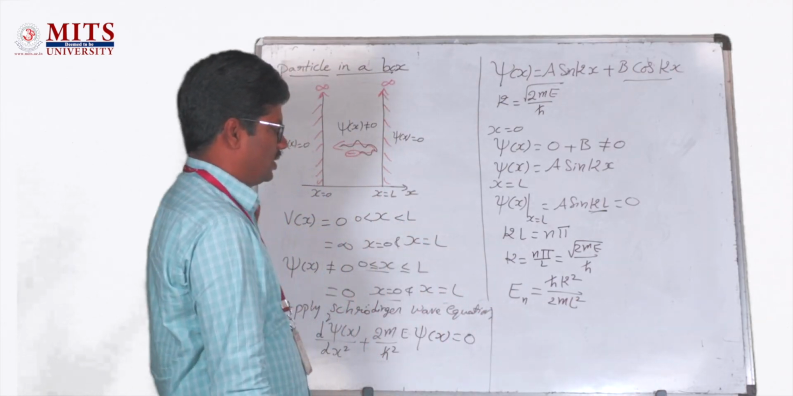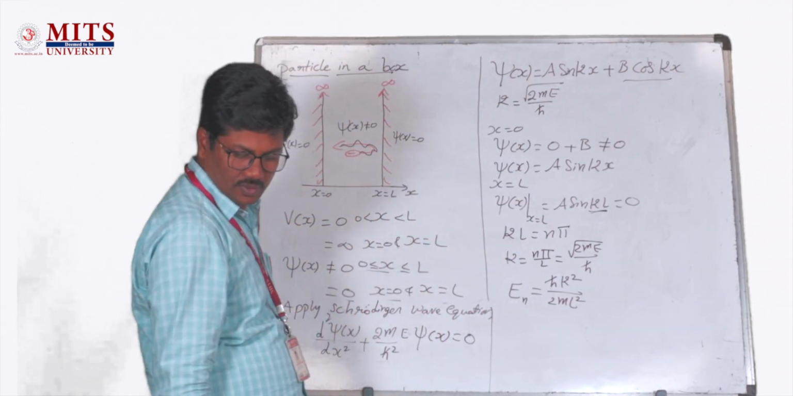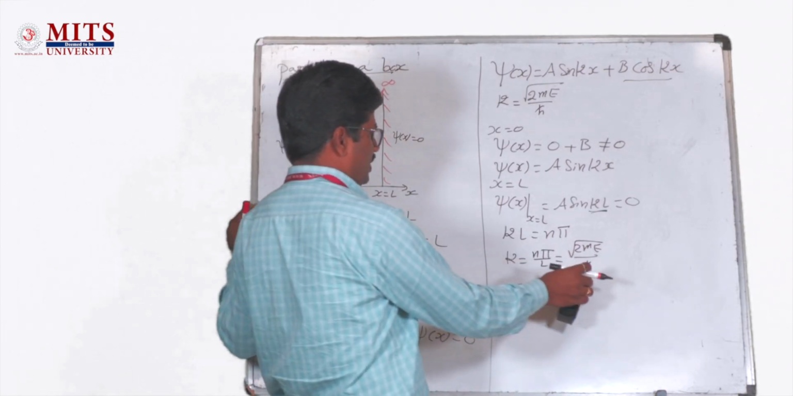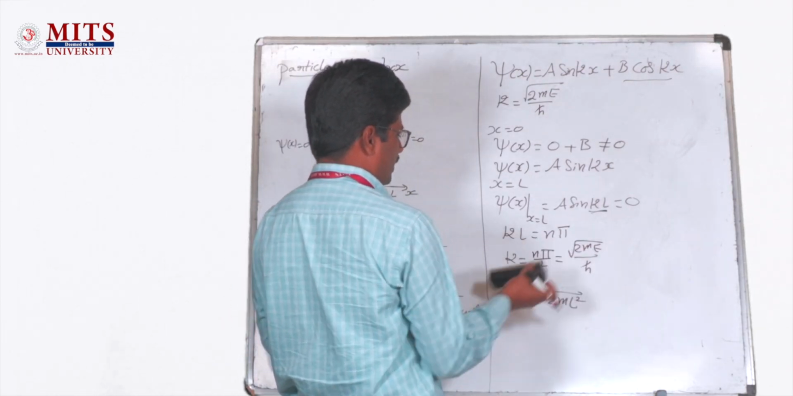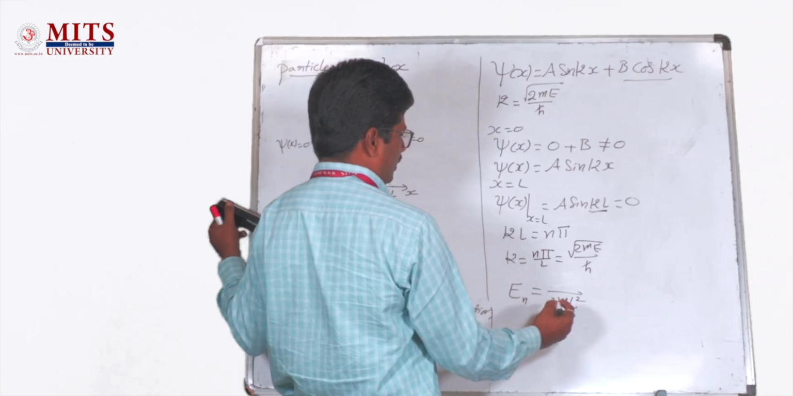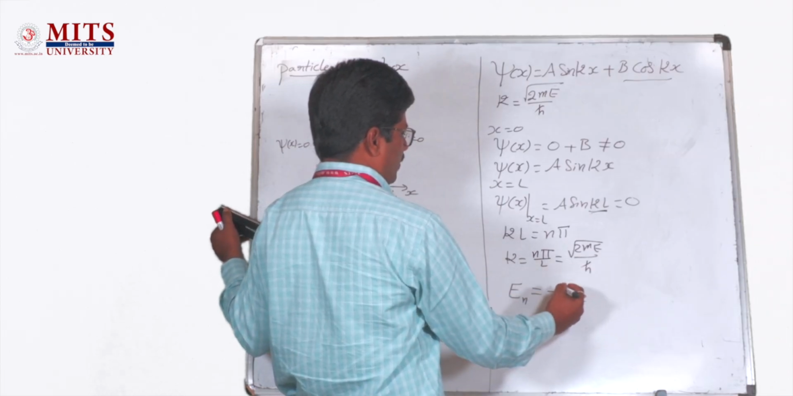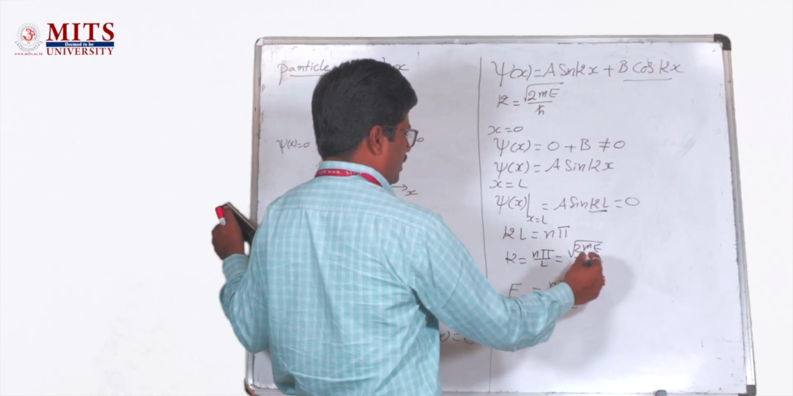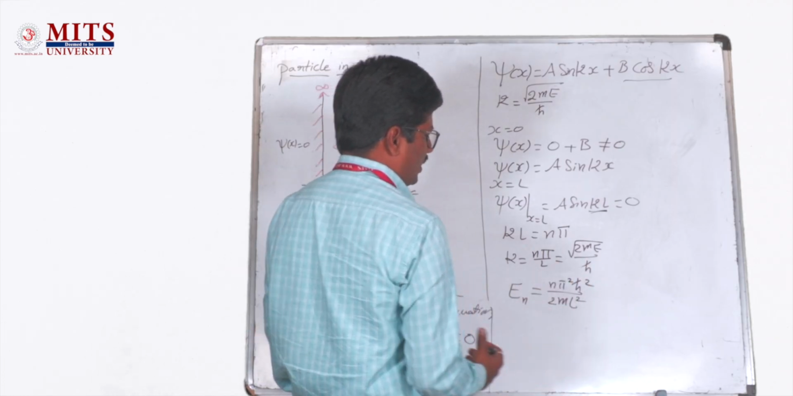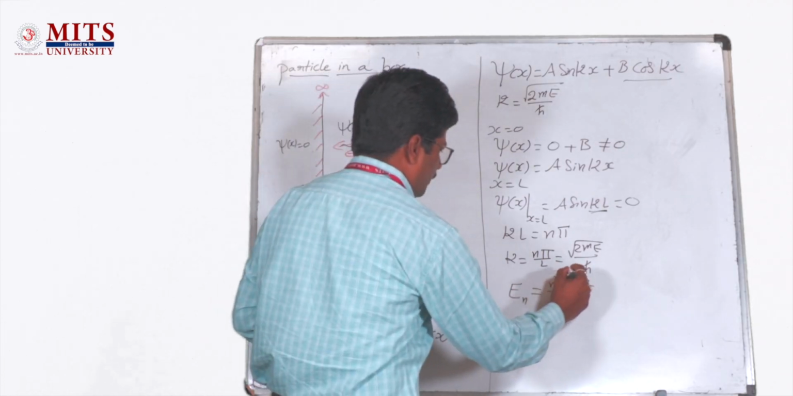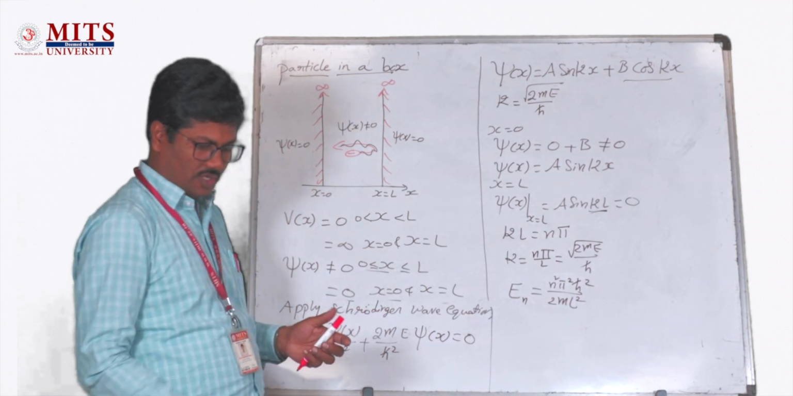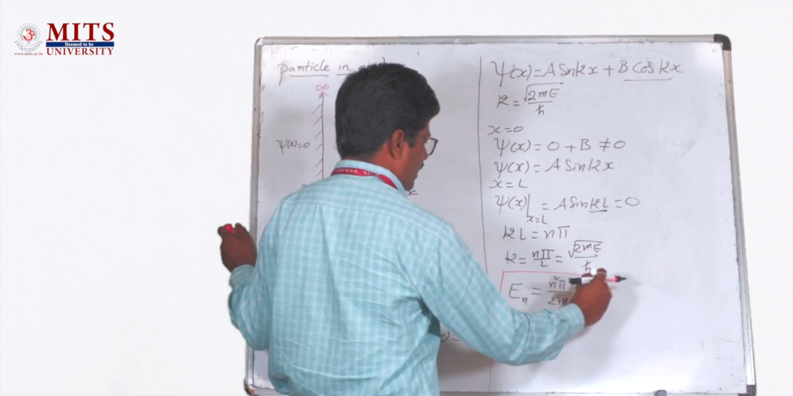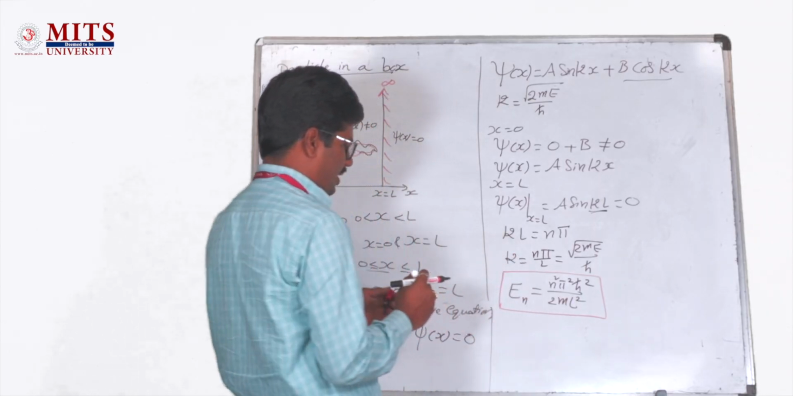So this is what we are going to get precisely. If you change to this value, we are substituting kappa is n pi by L. So E is equal to n square pi square h cut square by 2m L square, so n square. So this is the energy of the particle, which we call the energy of the particle or eigenenergy.